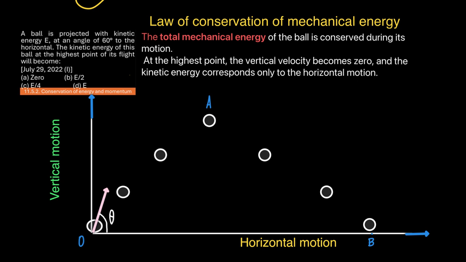Now, at the highest point, the vertical velocity becomes zero and the kinetic energy corresponds only to the horizontal motion. So, if you consider A to be the highest point here, at A, we can say that the vertical motion represented by Vy at A will be equal to 0, whereas the horizontal motion at A, which is represented by Vx at A, would be equal to V into cos theta, right?